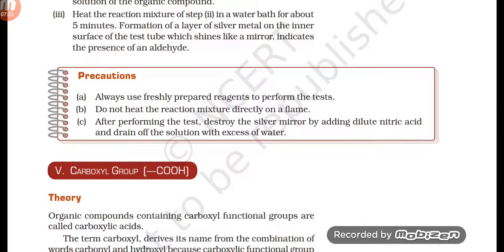Now heat the reaction mixture of step 2 in a water bath for about 5 minutes. Formation of a layer of silver metal on the inner surface of a test tube which shines like a mirror indicates the presence of an aldehyde.